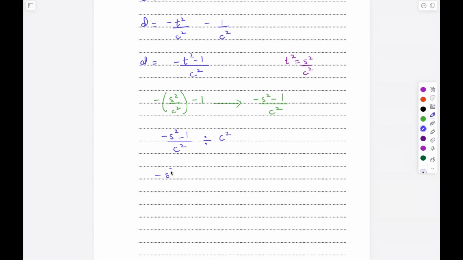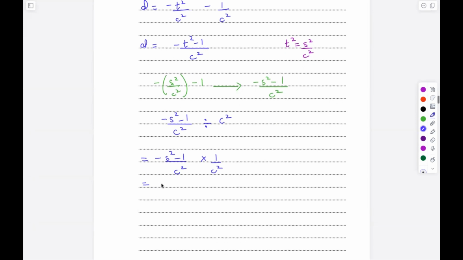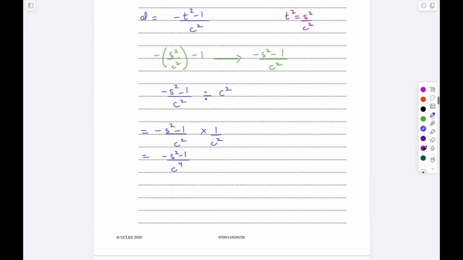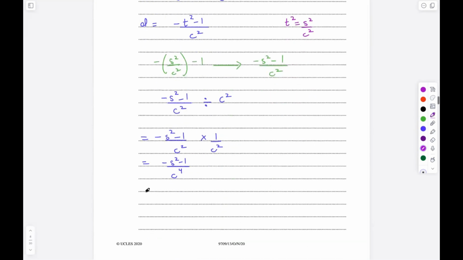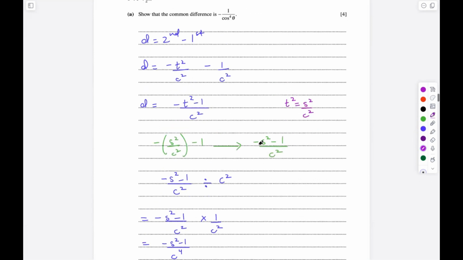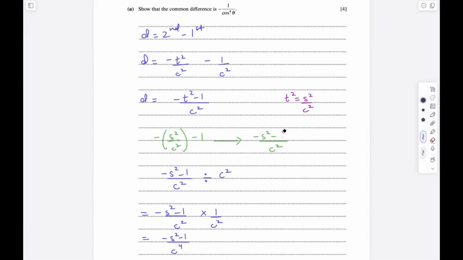So over here, we can first change the division sign and write it as multiplied by 1 upon cos squared. So that will be equal to minus sine squared minus 1 upon cos to the power 4 theta. And as we need a 1 in the numerator, it says minus 1 upon cos to the power 4 theta. If we had taken the LCM, this should have been a cos squared up here. So just to make a correction, this will be a cos squared up here.